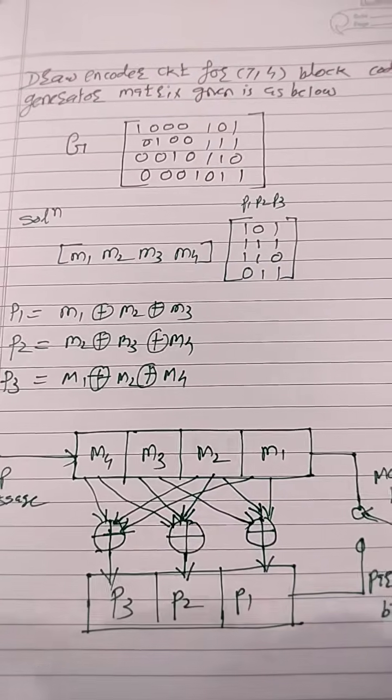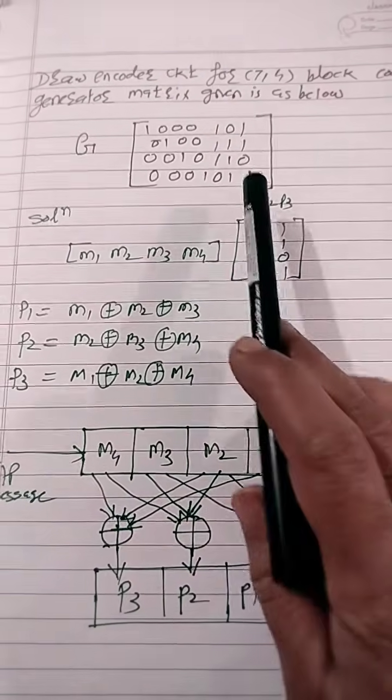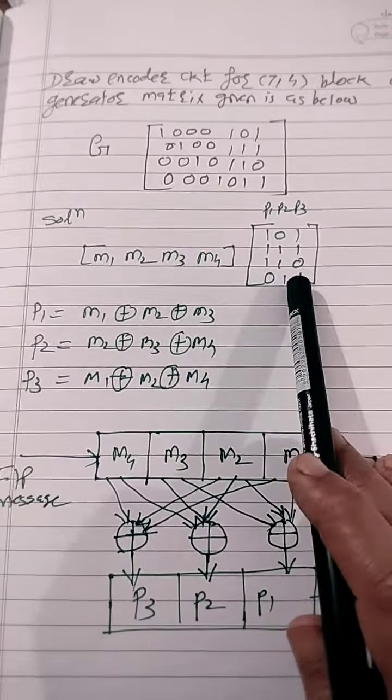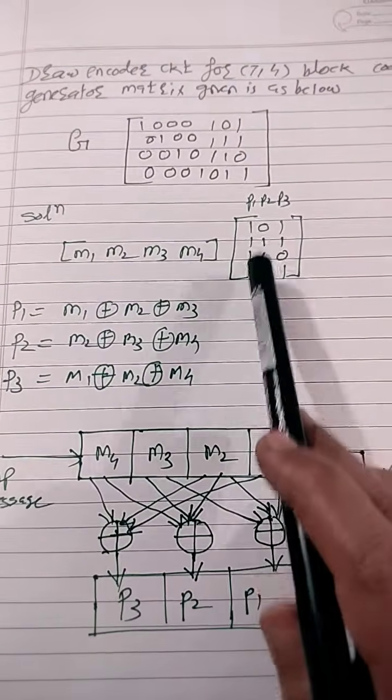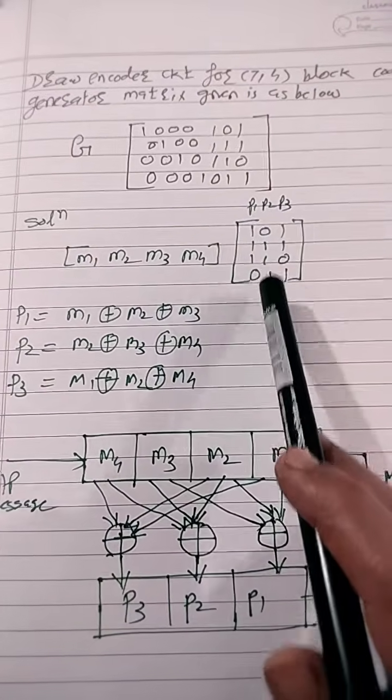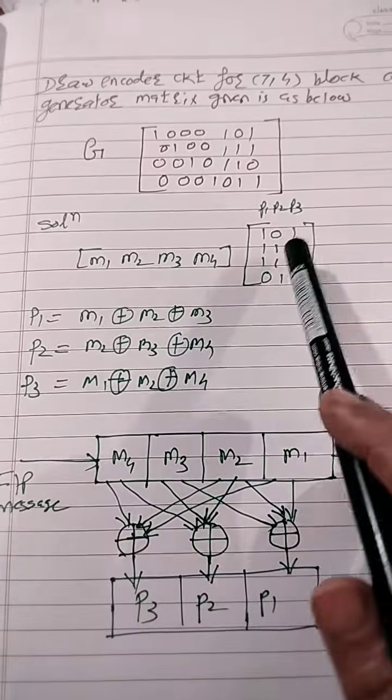So this is the third example for the encoder circuit. This is the generator matrix. You have to take the parity block and form the parity equations. So P1 is equal to M1 plus M2 plus M3. P2 is equal to M2 plus M3 plus M4. P3 is equal to M1 plus M2 plus M4.